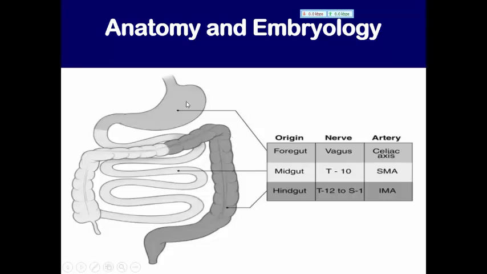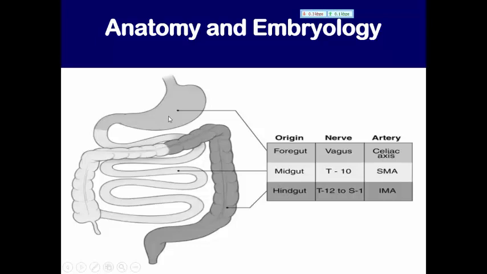The upper GIT, up to the level of the ampulla of Vater, the second part of the duodenum, is derived from the foregut. Then this part, from the level of the ampulla of Vater to the junction of the proximal two-thirds of the transverse colon with the distal third, is derived embryologically from the midgut. And the rest of the colon, the rectum, and the greater part of the anal canal are derived from the hindgut.